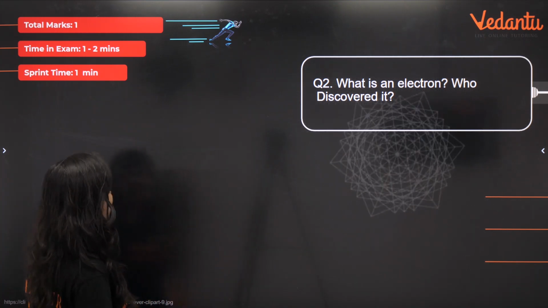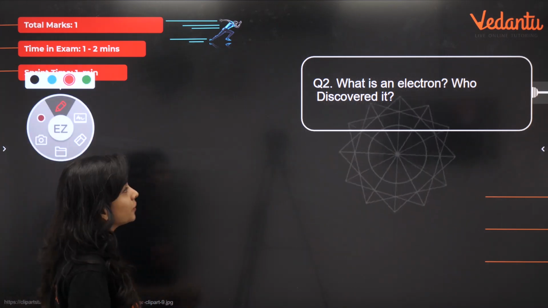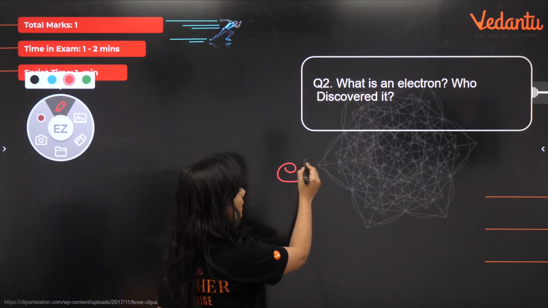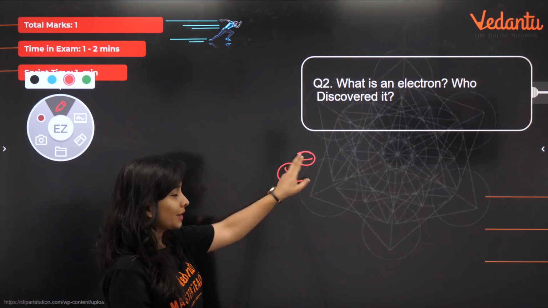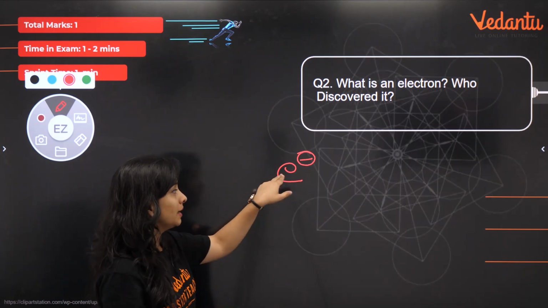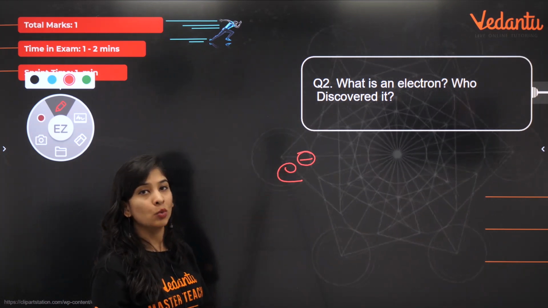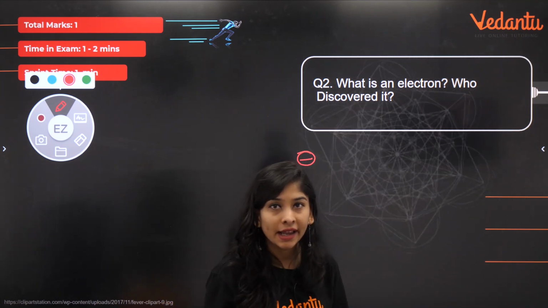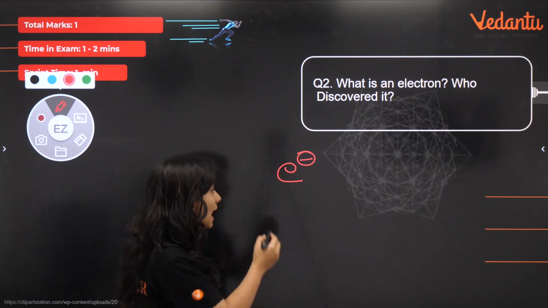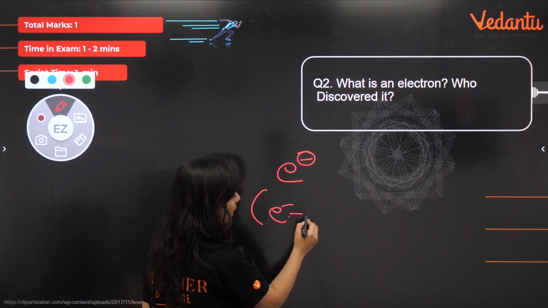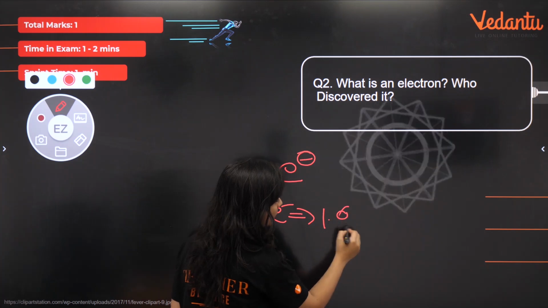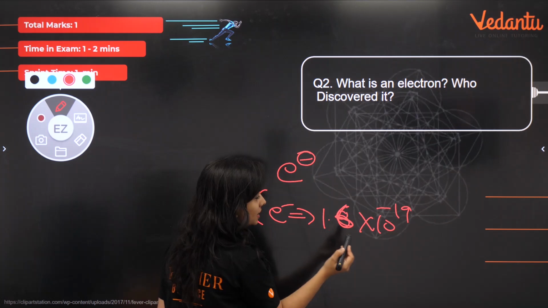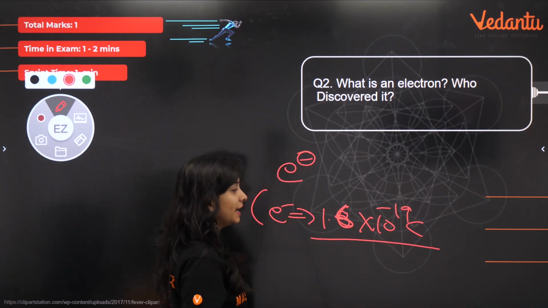Next question: what is an electron and who discovered it? So if I talk about the electron, I represent it by E with a minus as superscript. What does that mean? Every electron has -1 charge. Basically that is the relative charge. To make our study easy, we use this -1, but the actual charge on every electron is 1.6 into 10 to the power -19 coulomb.